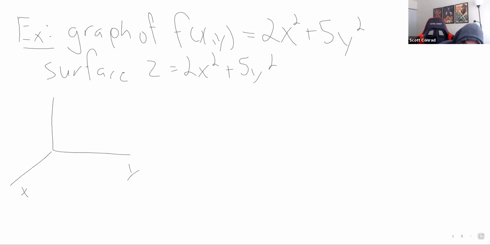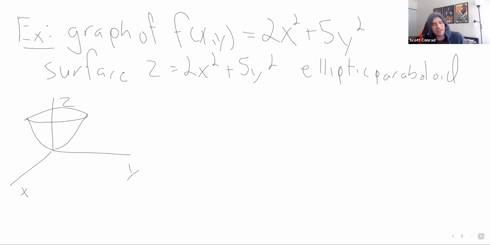What type of surface is this? It's going to be one of our quadratic surfaces. Which one is it? Is that an elliptic paraboloid? Right. It's going to be an elliptic paraboloid. So the graph of this guy is an elliptic paraboloid. Use your imagination. Not going to be a perfect circle there, but yeah. That's roughly what the graph is going to be like.